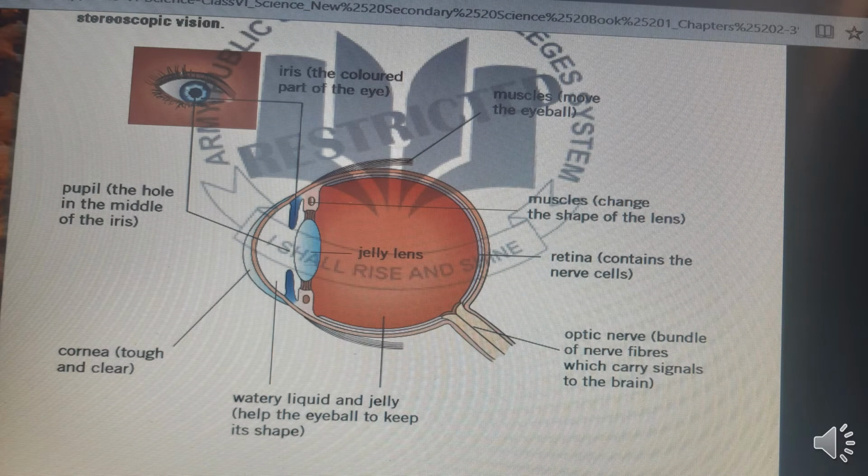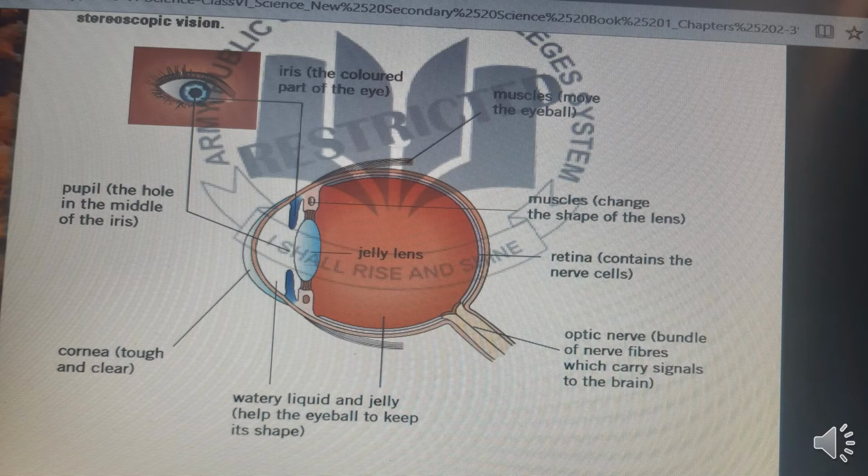This is a diagram which I have taken from your textbook. This diagram is showing different labeled parts of your eye. The first one from the left side is pupil. So what is a pupil? Dear students, the pupil is the hole in the middle of the iris, as you can see, and cornea is the tough and clear part. Watery liquid and jelly help the eyeball to keep its shape. Optic nerves are the bundle of nerve fibers which carry signals to the brain.